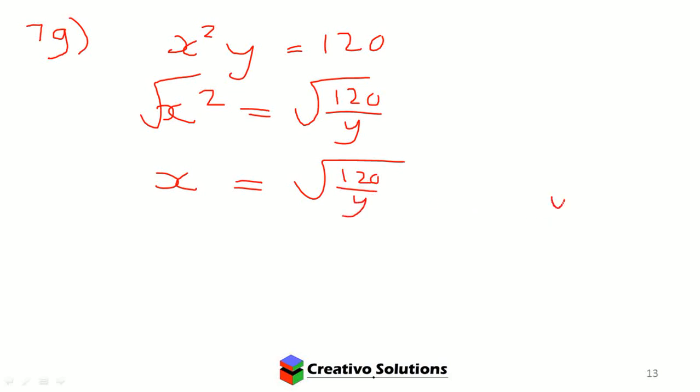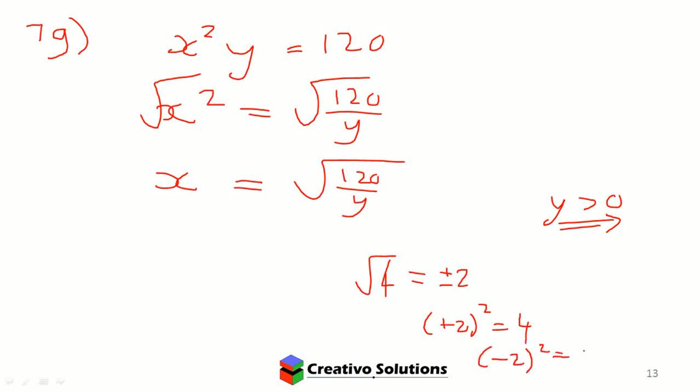Obviously if you look at restrictions here, y would have to be greater than 0. You can't divide by a negative number. And you could also have a plus minus here because it's a square root. For example, square root 4 would be plus minus 2, because if I square plus 2, I get 4, and if I square minus 2, I also get 4. So there's a plus minus here, and I would show that as well: plus minus the root of 120 over y. They said make x the subject of the formula, so it's going to be plus minus root 120 over y. That'll be an equation that represents x.